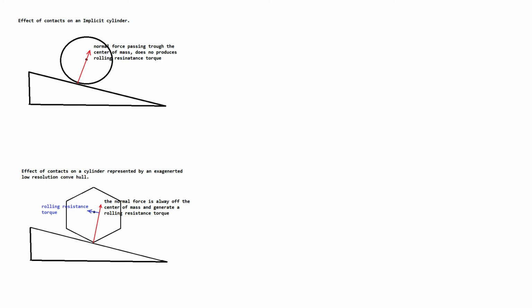Implicit shape, left: contact points are always perpendicular to the cylinder surface and ramp, passing through the cylinder's center of mass. As a result, the cylinder rolls without friction. Convex hull, right: contact points are normal to the ramp but not always to the cylinder, generating a friction-like force that opposes the motion. Both methods are valid. It just depends on how you intend to use the blueprints.